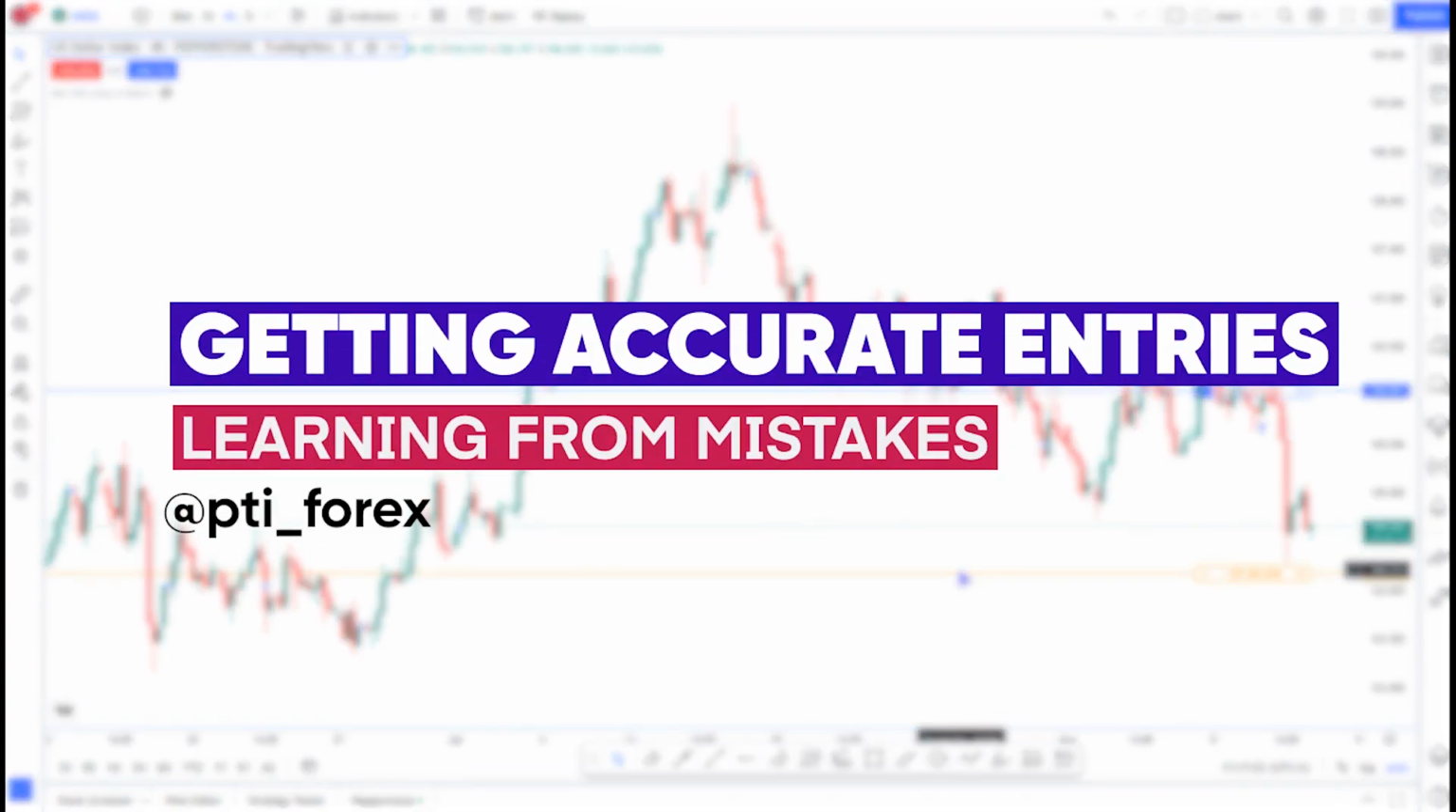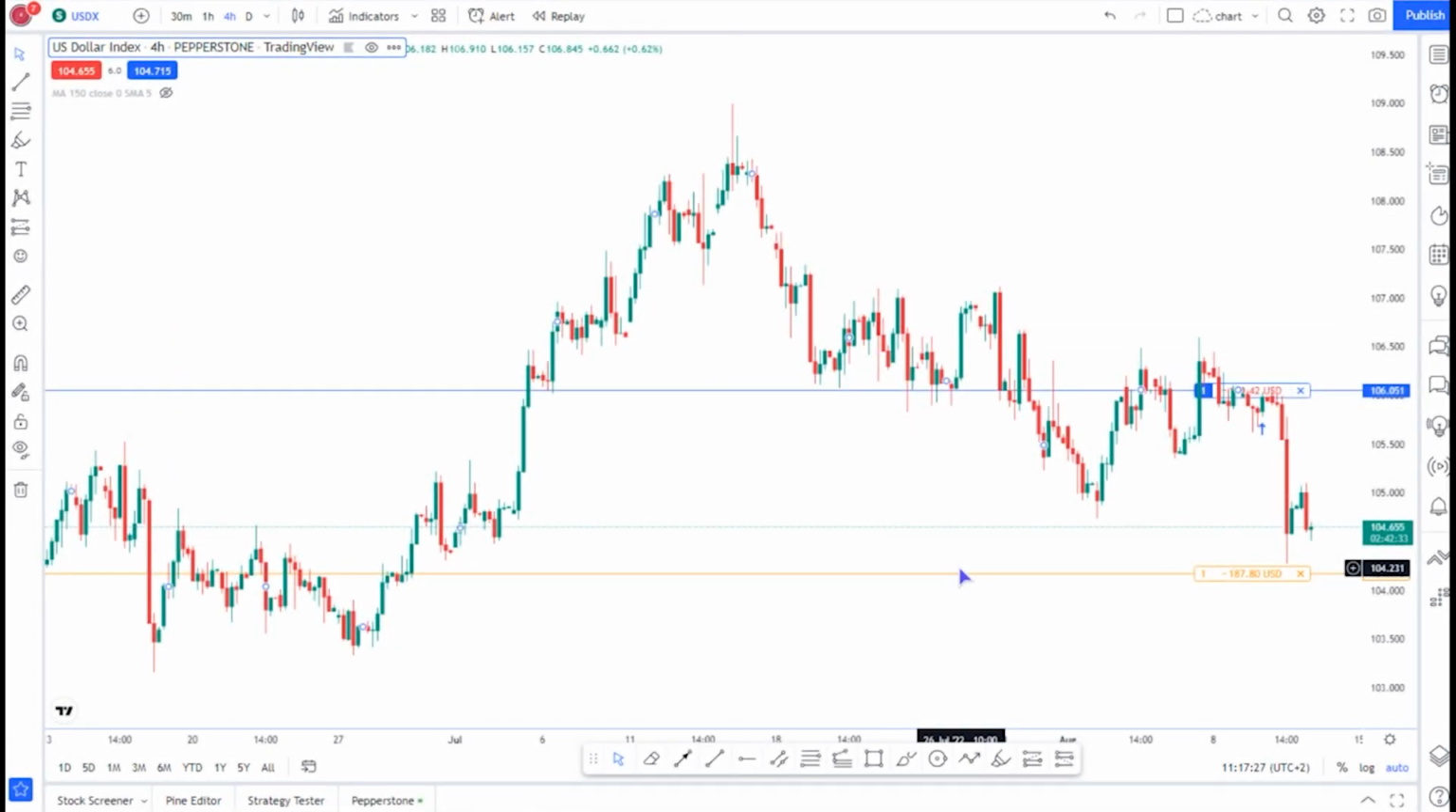Today I'm going to be sharing with you some few tips that will improve your entries. I'll be using an example of a trade that I took few days ago. So without any waste of time, let us just get started.